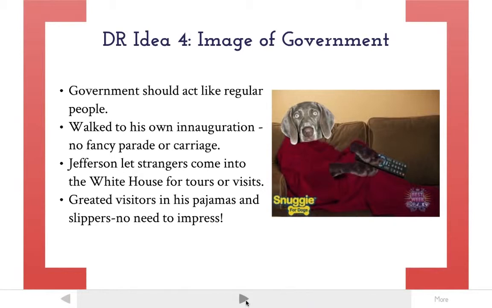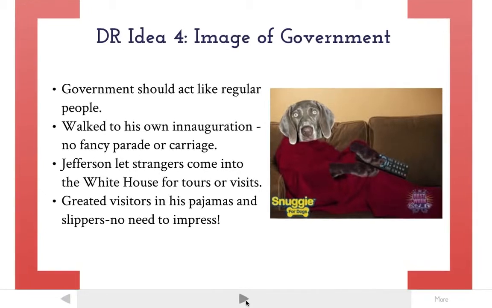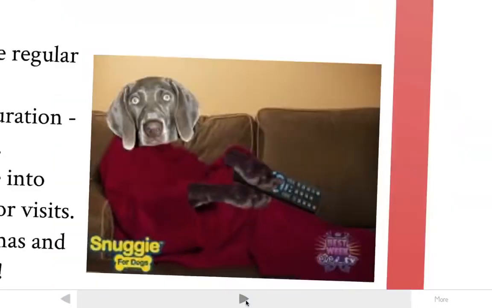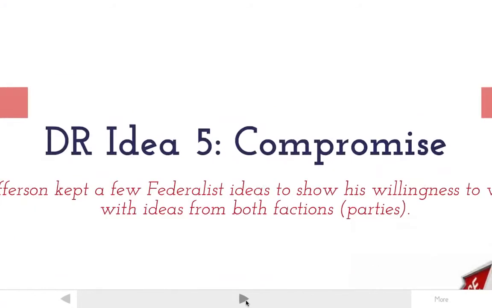And finally, Jefferson was also famous for even greeting visitors in pajamas and slippers. He wouldn't worry about having to get dressed or do all those things. No need to impress anybody. And you can imagine what the world would be like if Snuggies were invented back when Jefferson was around. You can imagine he'd be walking around his house in a Snuggie, greeting visitors and diplomats and things like that.